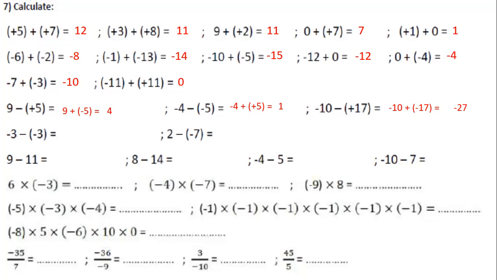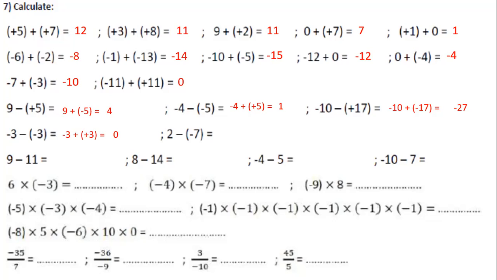Now let me go to Huda. Yalla, Huda. Negative 3 minus negative 3. Negative 3 plus 3. Right. And the answer will be 0. Why? Because they are opposite numbers. Bravo, they are opposite numbers.